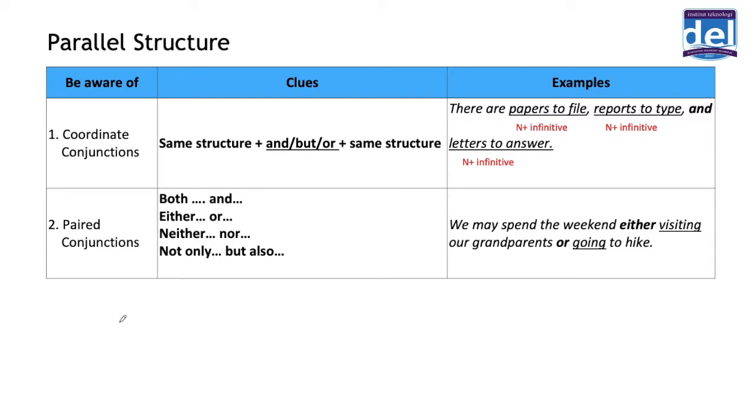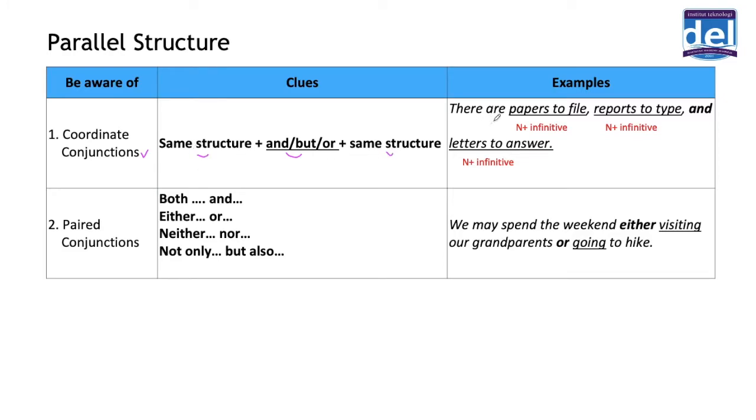In this video, I'm going to show you 4 things that you should be aware of when dealing with parallel structure in a sentence. The first is to be aware of coordinate conjunctions. Here is the clue: be aware of and, but, or. If you see one of them in a sentence, then you should be aware that the part of the sentence before the conjunction must be parallel to the part of the sentence after it.